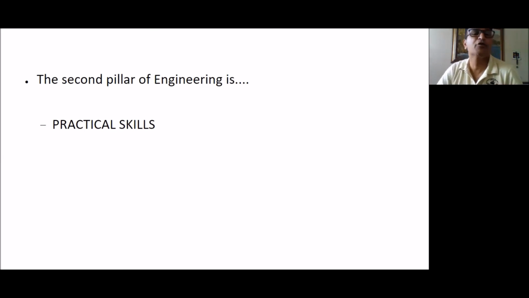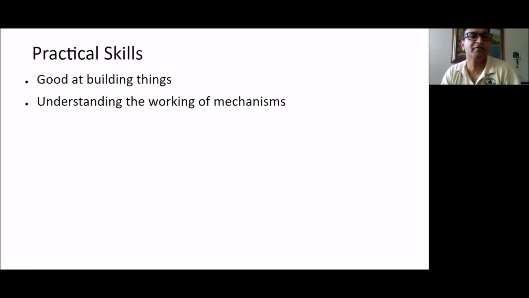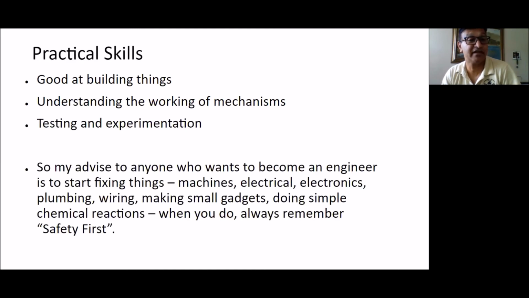No, that's what you're going to learn at a College of Engineering and then on your job. Engineers usually learn so much on their job, actually. Quite a bit of practical skills you learn on the job. As I said, you have to be good at building, understanding the working of mechanisms, testing and experimentation.